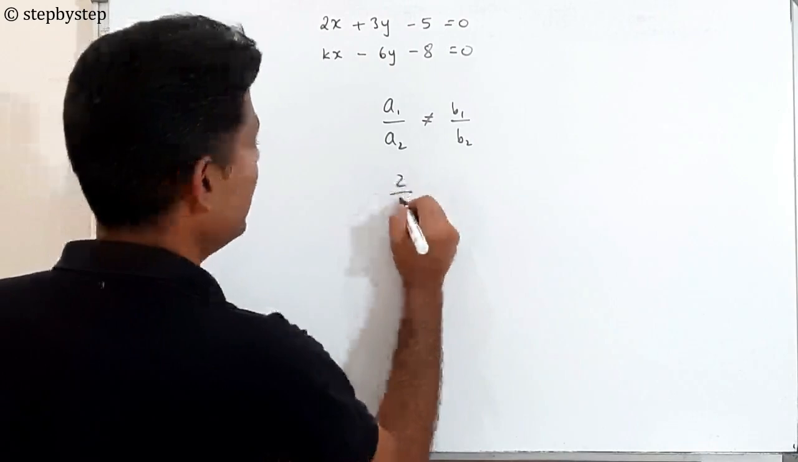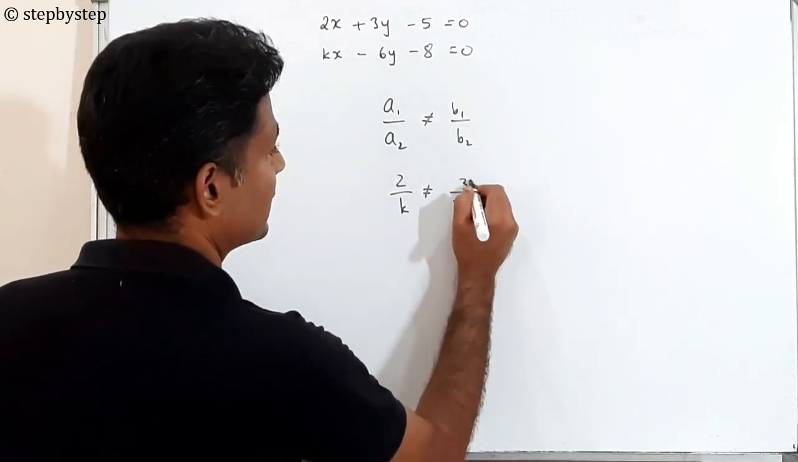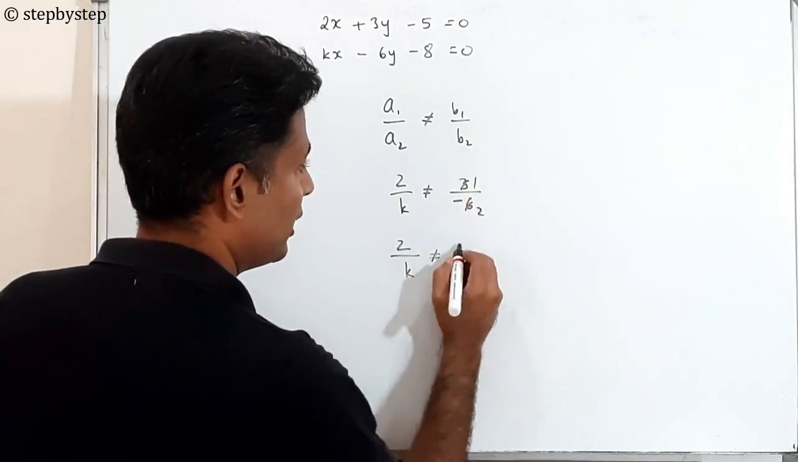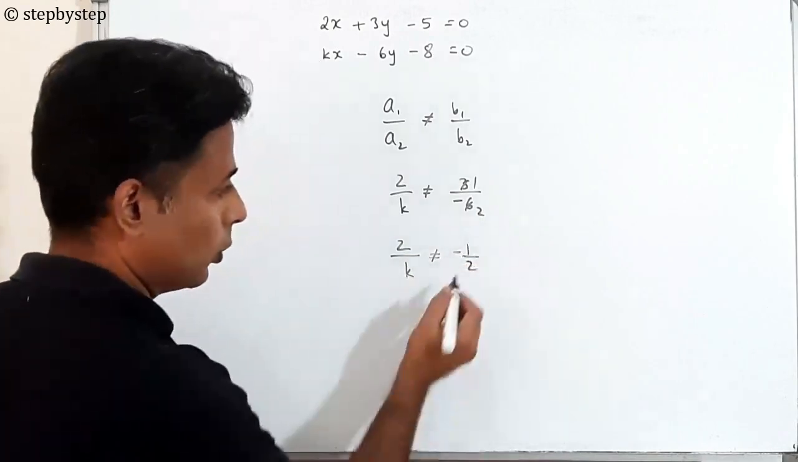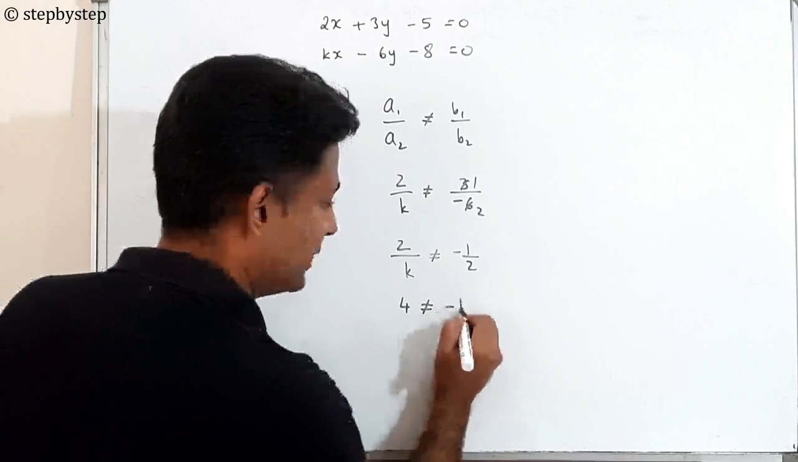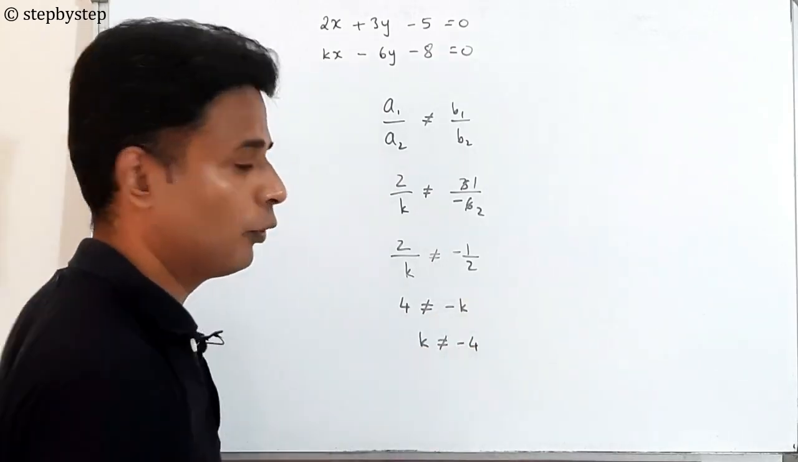So 2 by k not equal to 3 by minus 6, that is 1 by 2. So what do we get? 2 by k not equal to minus 1 by 2. Now I'll transpose 2 into 2, 4 not equal to minus k, which means k not equal to minus 4.